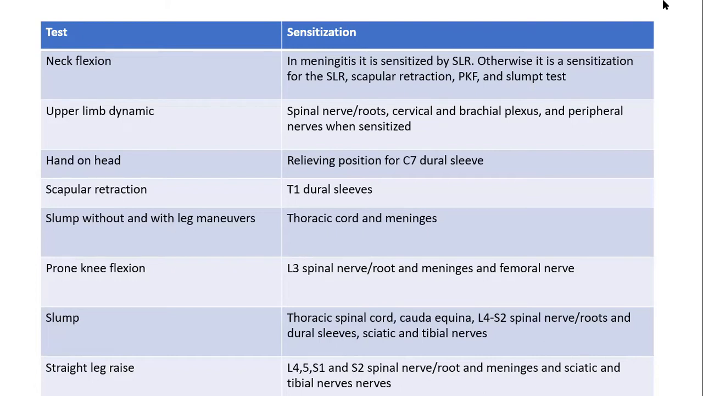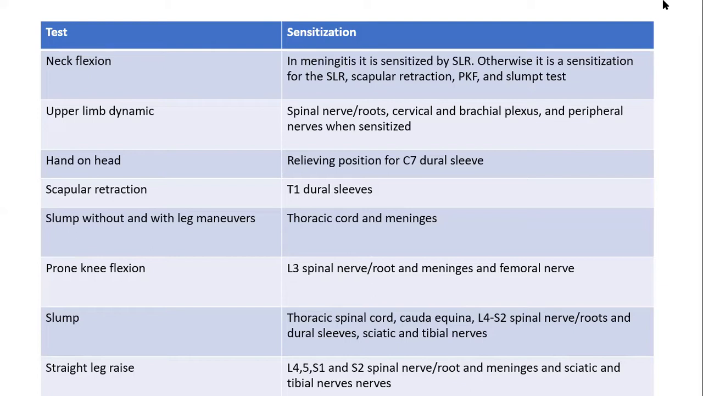Slump with and without the leg maneuvers. Without the leg maneuvers, it's really a test for the thoracic cord and the meninges, that is the thoracic tissues. When you add in the leg maneuvers by doing a straight leg raise, dorsiflexion of the ankle, inversion, and so on, then it tends to sensitize it for different parts of the lumbar spine and lumbar sacral plexus, and of course the peripheral roots. And I'll come back to that in a minute.